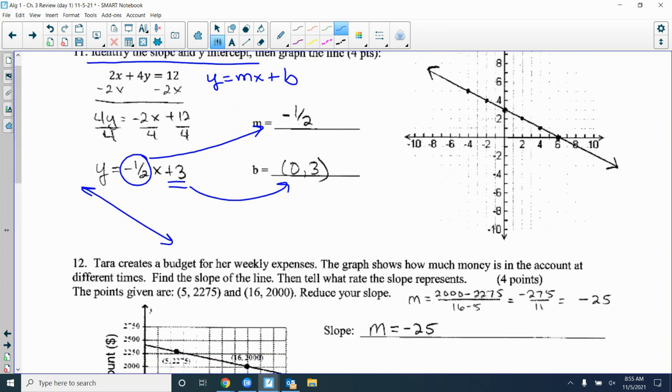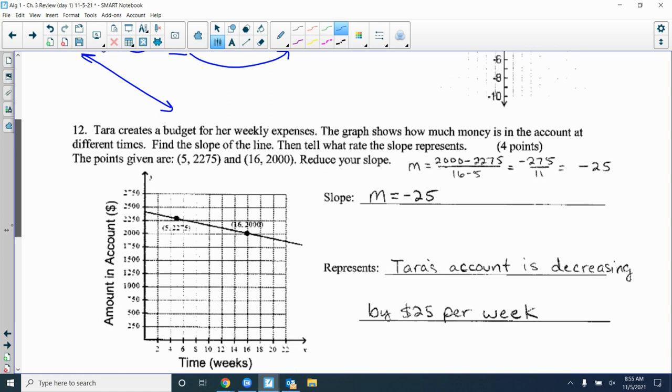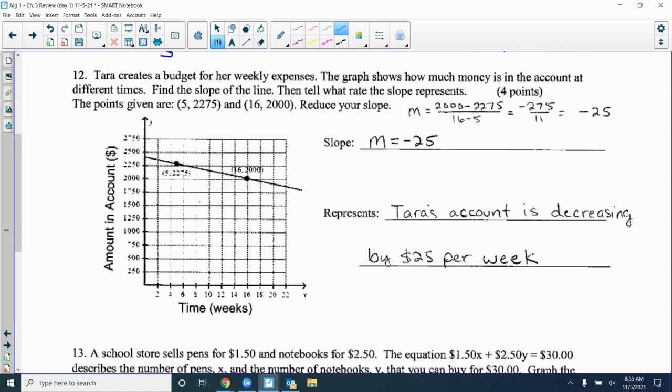Number 12 is the same on both tests. So both tests, take a look at it now. Number 12 is exactly the same. Now it says find the slope and tell what the slope represents. Some of you said it shows her account is losing money. When we're finding the slope, you have to use the numbers of the slope in your explanation. You just can't say it's increasing or decreasing. That's the reason why we find the slope. So it was 275 over 11, which you divide, you get negative 25, or negative 25 over 1.